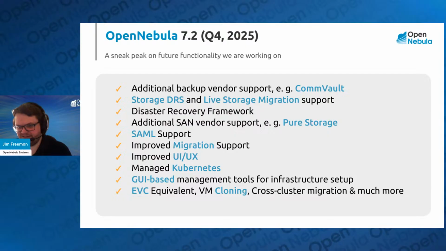Things like EVC, where multiple families or editions of CPUs can be used in the same cluster without any issues. Bringing in features such as virtual machine cloning and cross-cluster migrations. Obviously there's more that we're still working on. This is not set in stone, but this is the feedback we've had from our customers and users of what they need and what they want in OpenNebula.